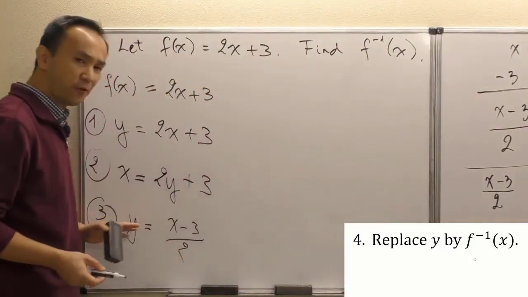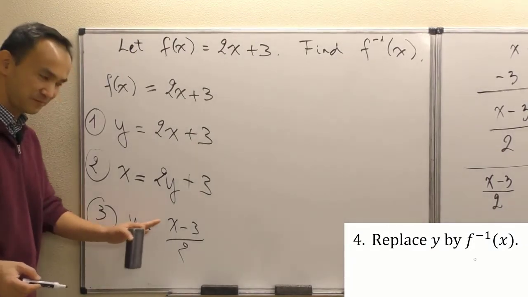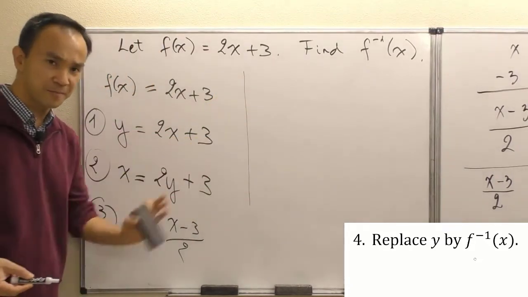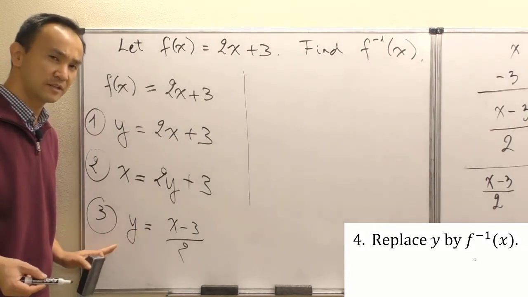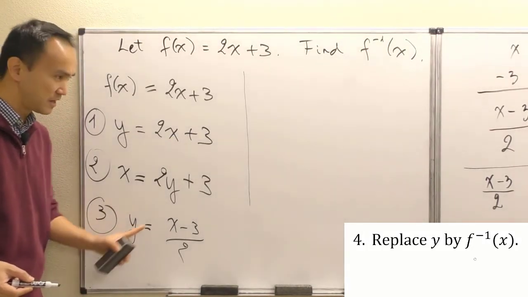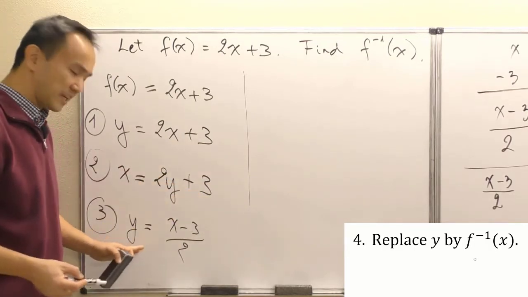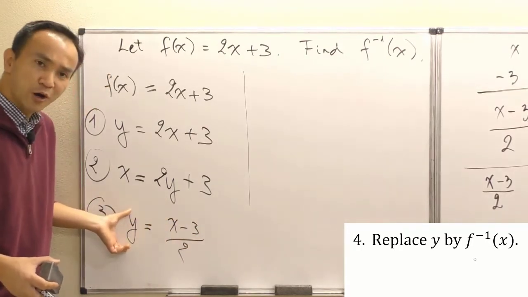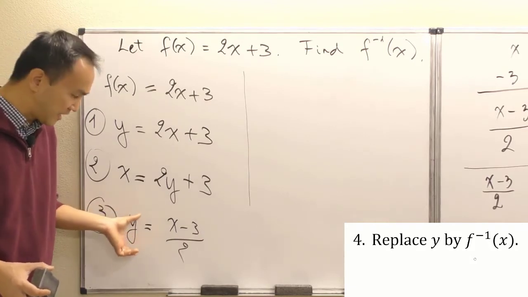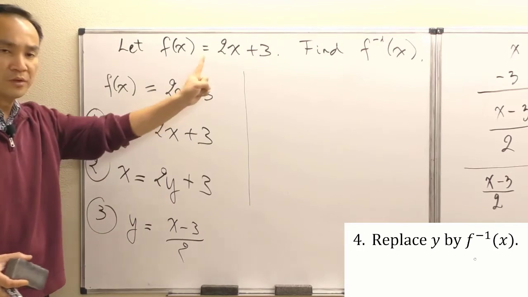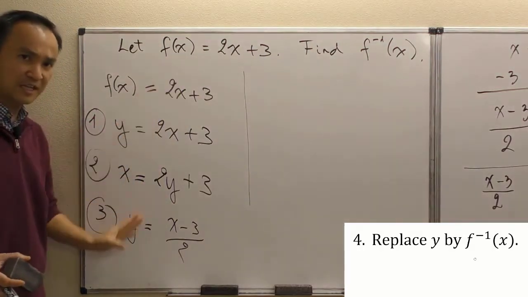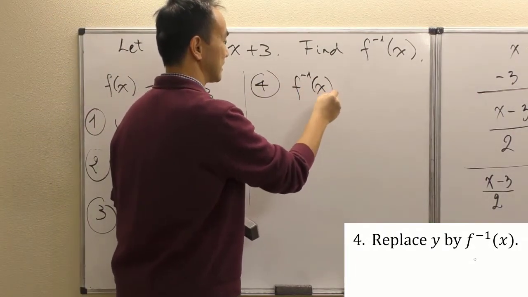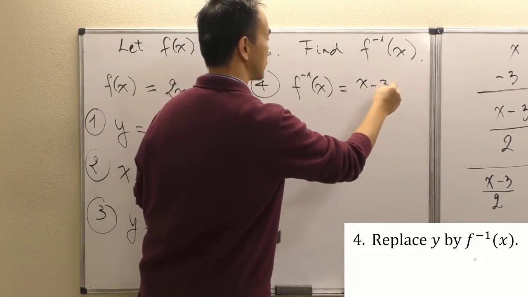With step 4, once we have solved for y at the end of step 3 right here, now I can replace this y by the symbol f inverse of x, because this is now a completely brand new function. This y is now a function of x, but relative to the beginning function, it is not the same function as f of x, but its inverse. That's why I have my right to say f inverse of x. I replace that y symbol with x minus 3 over 2.